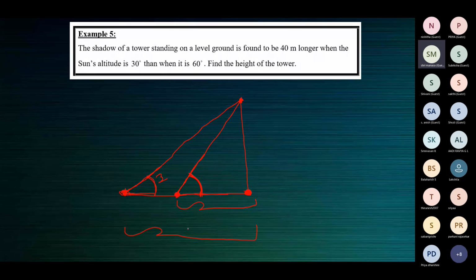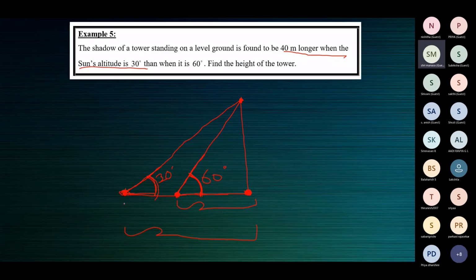Now this is longer. You can see that this one is longer. So the angle here is 30 degrees. How do you know it's 30 degrees? It's given here: 40 meters longer when the sun's altitude is 30 degrees. So 30 degrees, longer shadow. 60 degrees, shorter shadow.